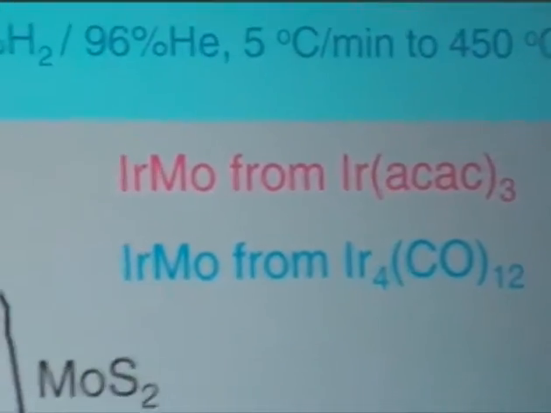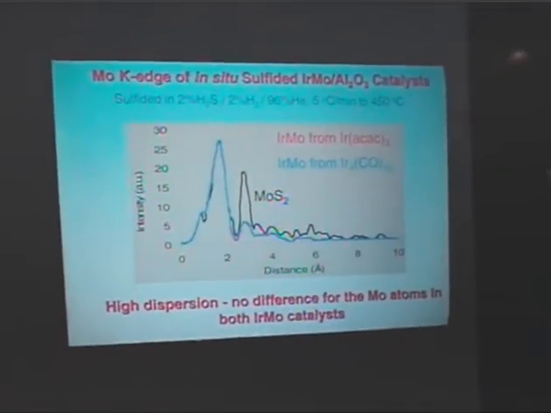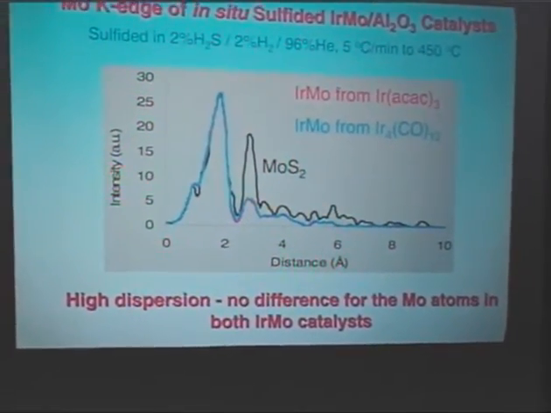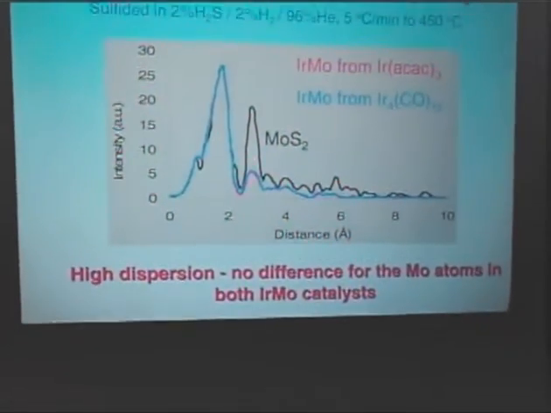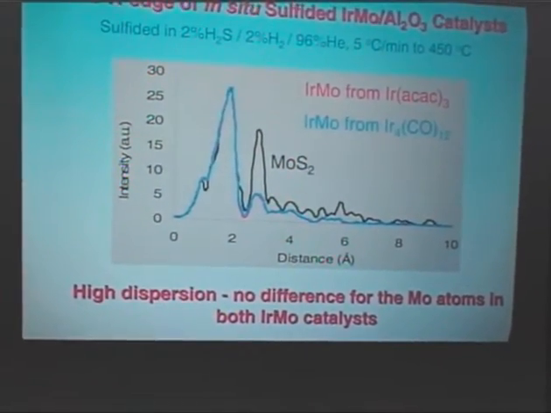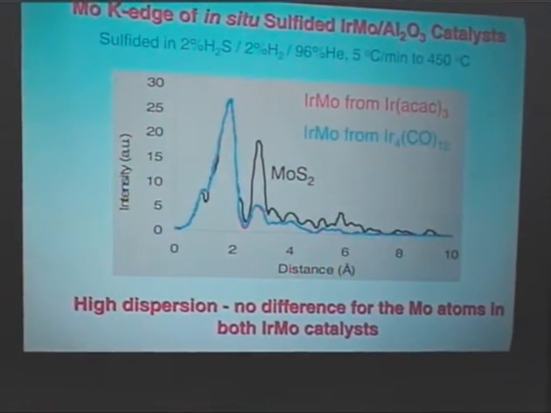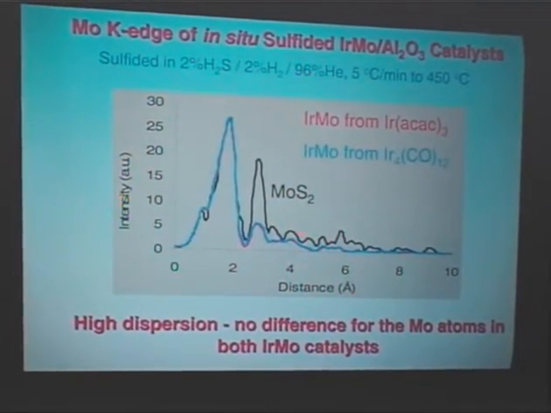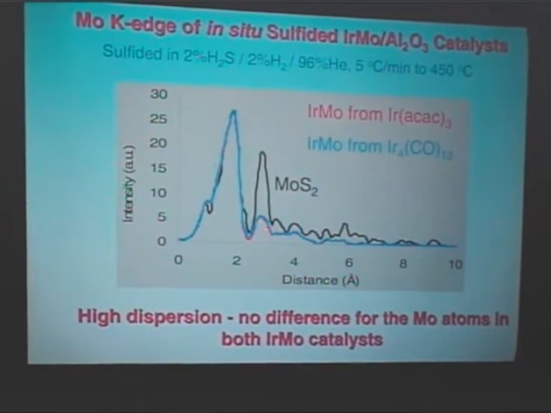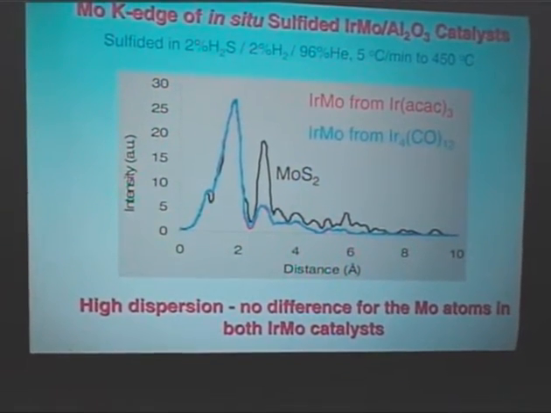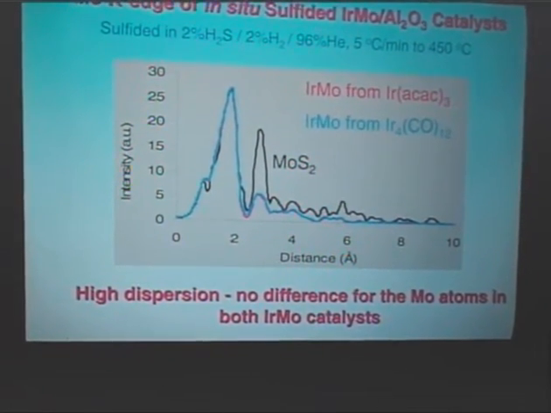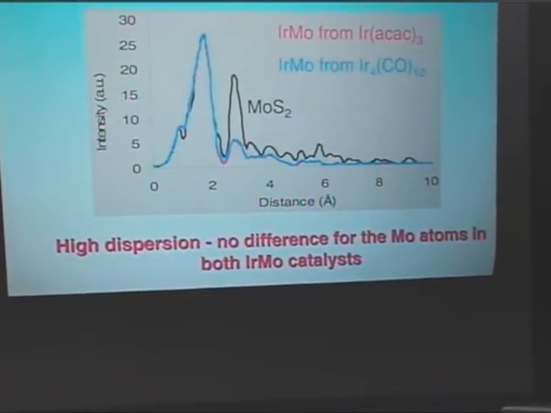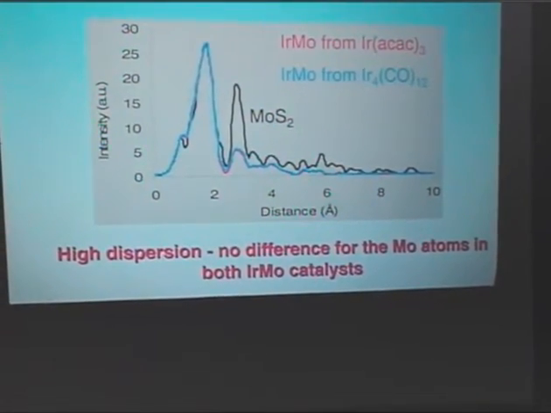here are 3 lines superimposed on each other. This is the first coordination shell around molybdenum, the sulfur atoms. So we see all 3 samples are fully sulfided. The second signal here is showing the molybdenum-molybdenum interactions. Here we have again that the 2 lines for the iridium molybdenum system are superimposed on each other, so there is no difference from the molybdenum point of view for these 2 catalysts.